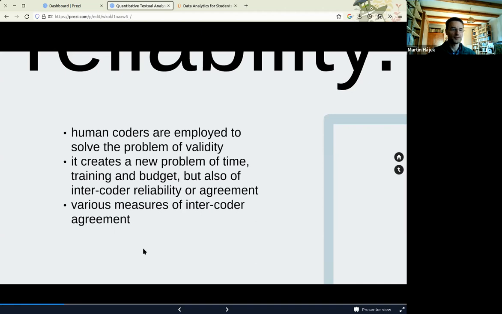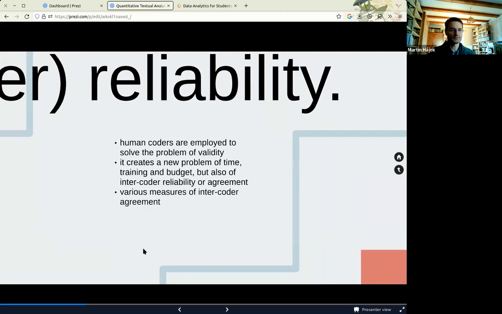So there is a threshold: if you pass this threshold, for example 80, it's enough, and you can continue with the analysis. And if you have less than 80, you have to train coders again and do the same analysis again. That's why this is a very difficult, time-consuming and money-consuming analysis. But this is what was done, I can say, most often.